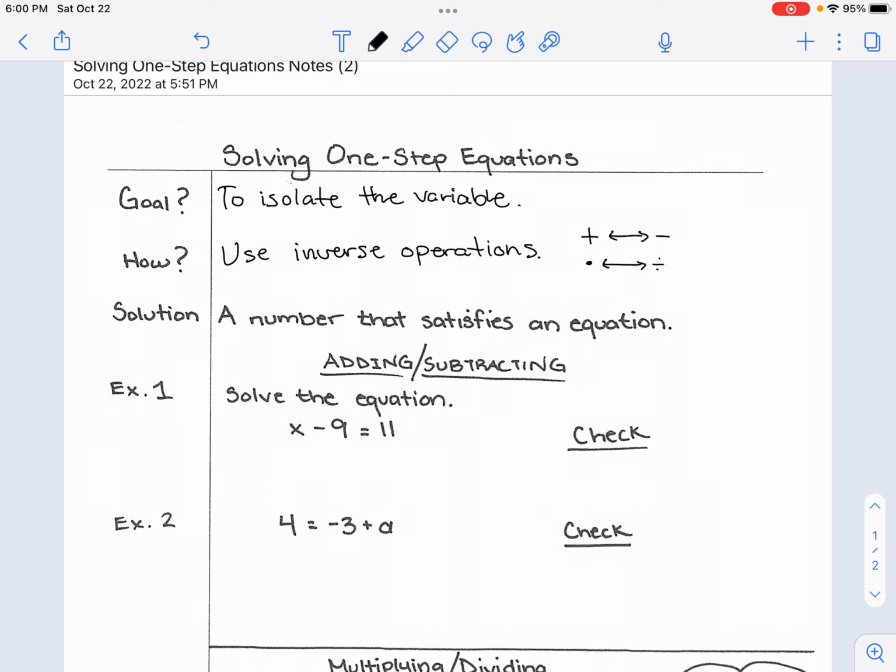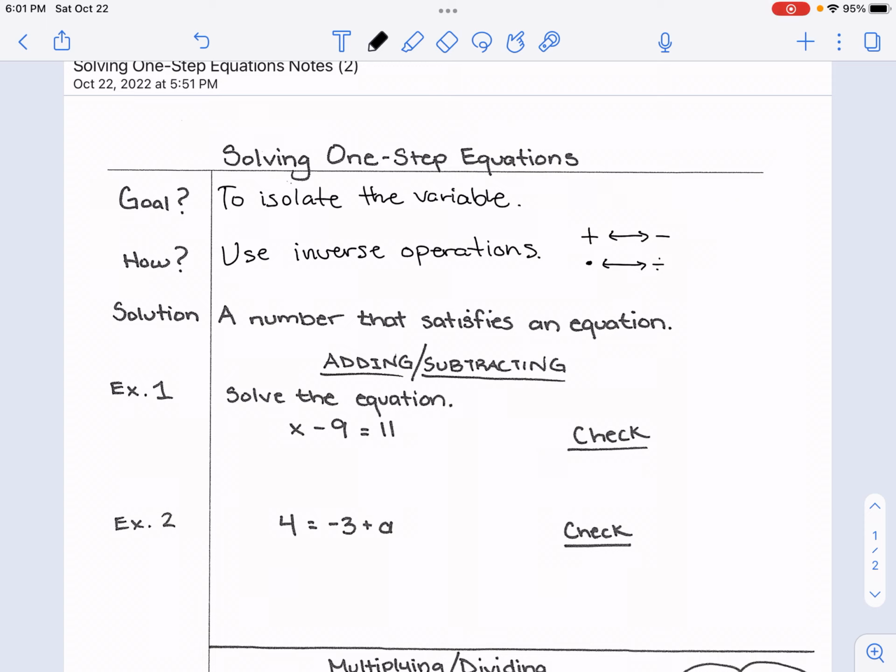Okay, so we're going to go through 4 examples here. Example 1. Solve the equation. It says x minus 9 equal to 11. So the goal here is you're trying to figure out what minus 9 is 11. So I think for a lot of students, maybe you can just determine that. But if not, what are the steps for going through that?